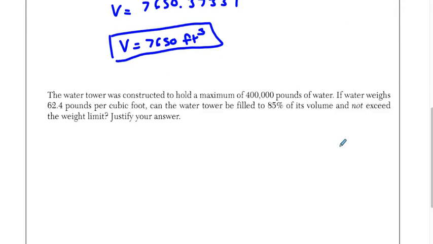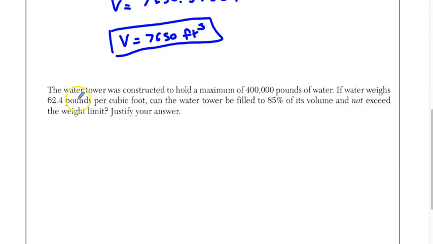All right, now the next part of this is an interesting question. The water tower is constructed to hold a maximum of 400,000 pounds of water. If water weighs 62.4 pounds per cubic foot, can the water tower be filled to 85% of its volume and not exceed the weight limit? Justify your answer. So this is how we're going to do it.